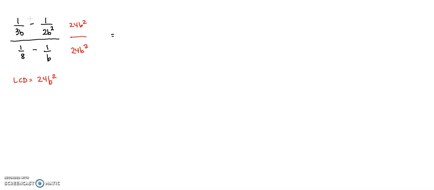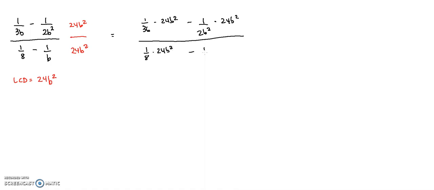Okay, so now remember we need to distribute that. So we're going to have 1 over 3b times 24b squared minus 1 over 2b squared times 24b squared, over 1 over 8 times 24b squared minus 1 over b. Now I got a little update thing going there. Hold on one second. Okay, 1 over b times 24b squared. Sorry, my computer froze for a second. Okay, so again, you see that every single term got our LCD, 24b squared. That's how we make sure we didn't change the original fraction.